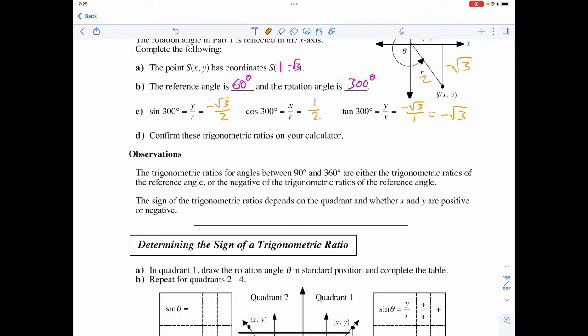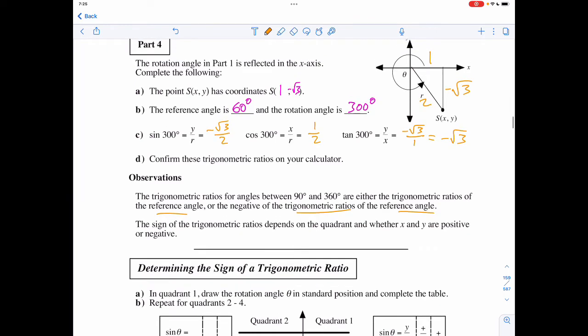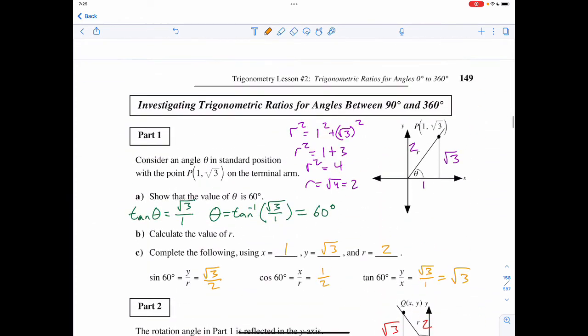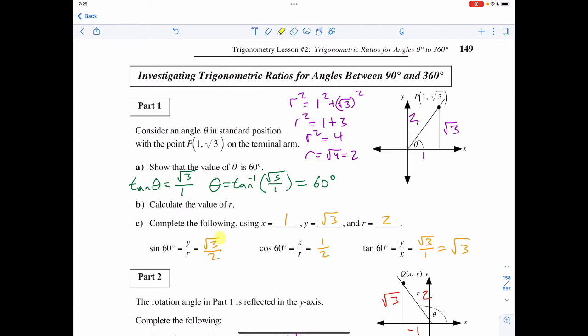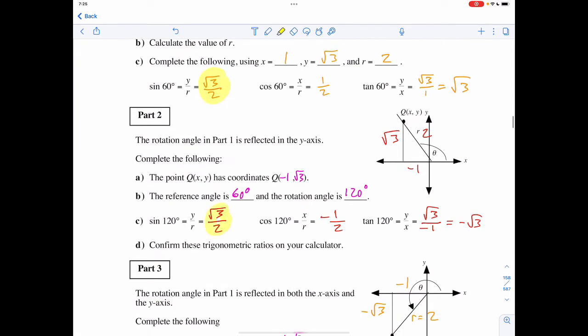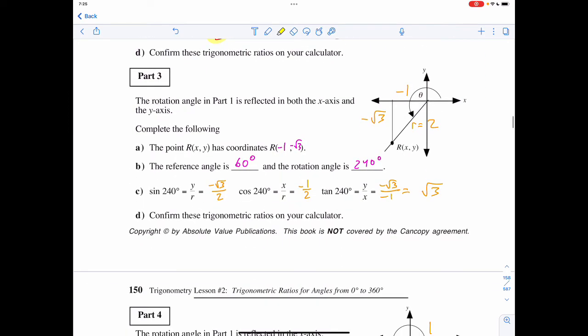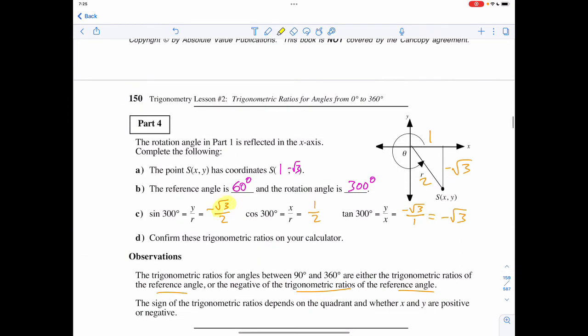When we break it down, the trigonometric ratios for angles between 90 and 360 are either the trig ratios of the reference angle or the negative of the trig ratios of the reference angle. So the numbers in all of these parts stayed the same. If I look at sine, it was root 3 over 2, or root 3 over 2, or negative root 3 over 2, or negative root 3 over 2. Same number twice, it was just 2 times positive and 2 times negative. The same thing was true with all of them. Two of the ratios were positive and two were negative.